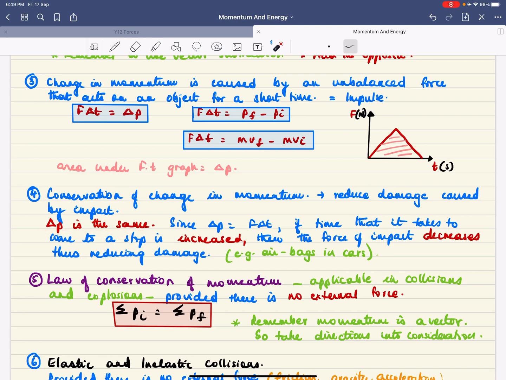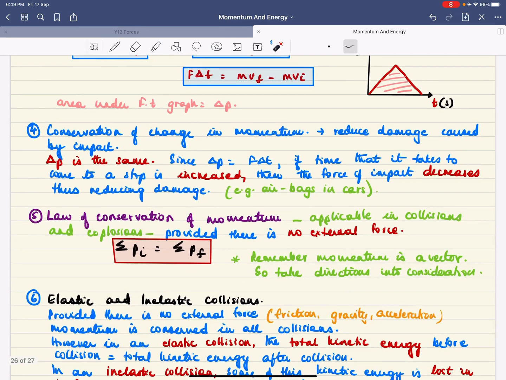It doesn't matter how something comes to a stop. When something's moving, it has momentum. When something comes to a stop, the momentum reduces to zero. So the change in momentum is the same. However, if you lengthen the time it takes to come to a stop, because the change in momentum is the same, your force is reduced. And if the force of impact decreases, then there is less damage.